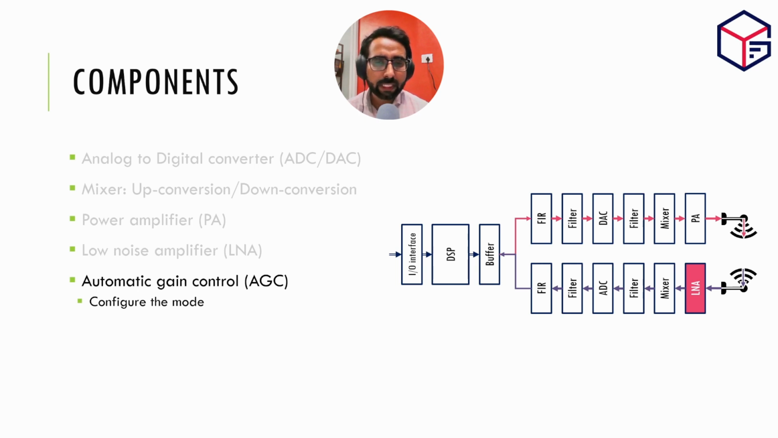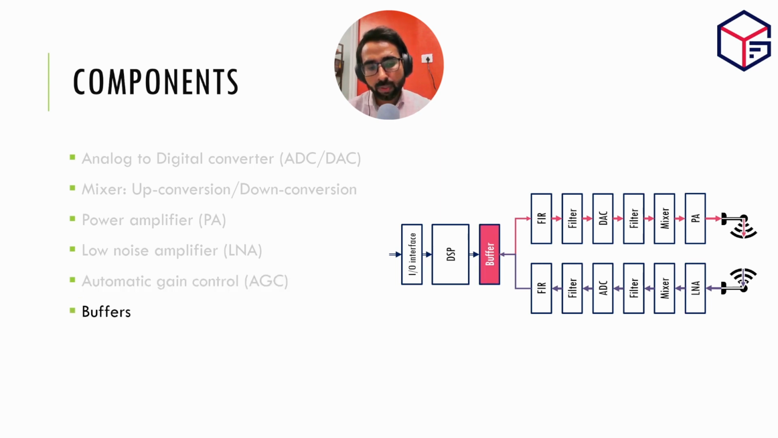So there are two modes that a typical SDR supports. One is a manual mode where you can have your own proprietary algorithm and then control the amount of amplification you want to give. Or you can use some inbuilt automatic gain control mode, something like a slow attack or a fast attack AGC. Next one, we have buffers.